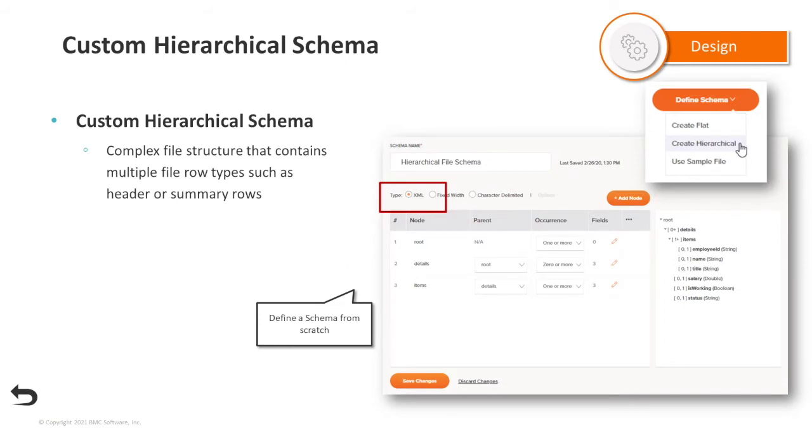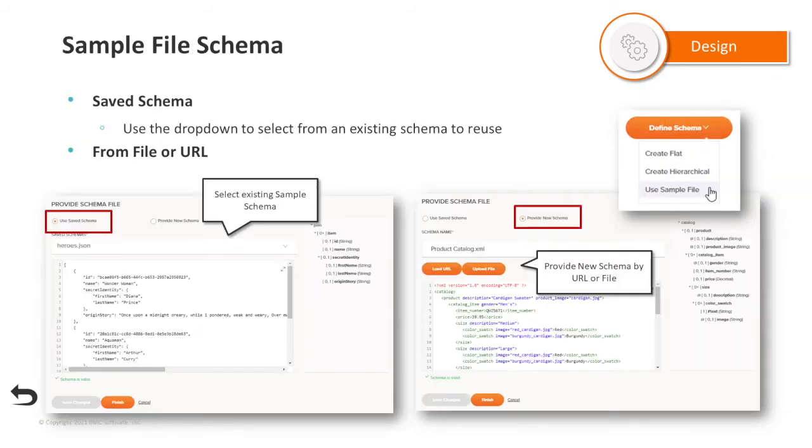Again, hierarchical schema is possible in terms of the flat file. You can do that, and XML is possible too. And then sample file schema: you can take a file, upload it, and generate a schema from it. So the next time you want to have data coming in, you can compare against it and things like that.